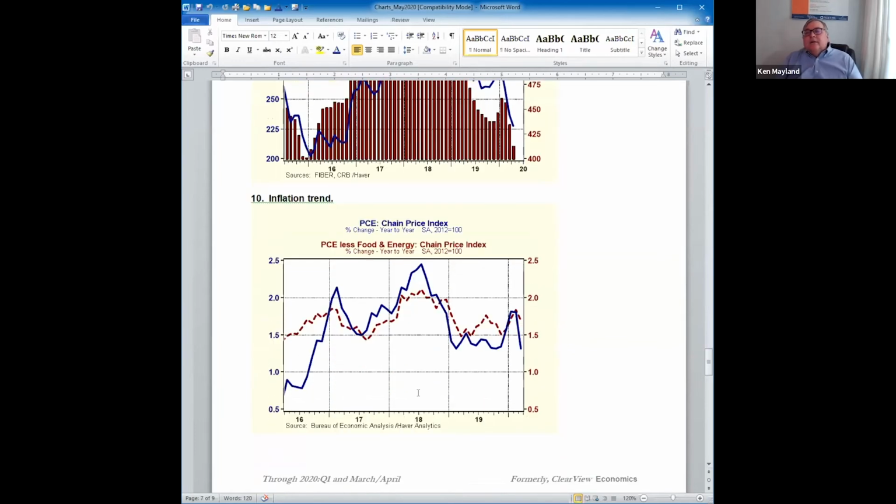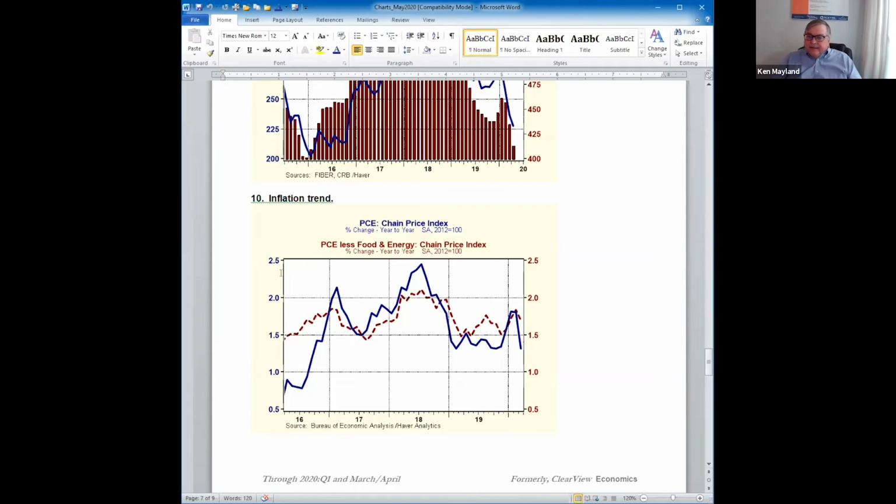Show inflation trend here. I show an inflation index for overall consumption goods, and I show it ex food and energy. This is not quite exactly the same as the consumer price index. It's very similar, but there are some technical differences between the PCE, personal consumption expenditure prices, and the consumer prices. There are technical reasons why this could give you a better indication of inflation. But basically, you want to know what inflation is.